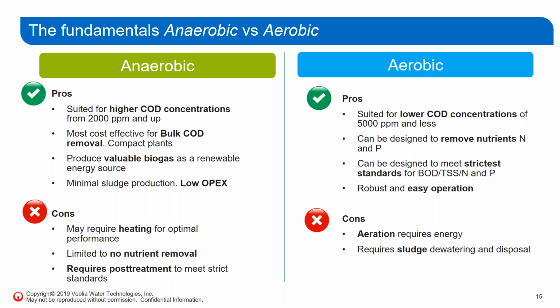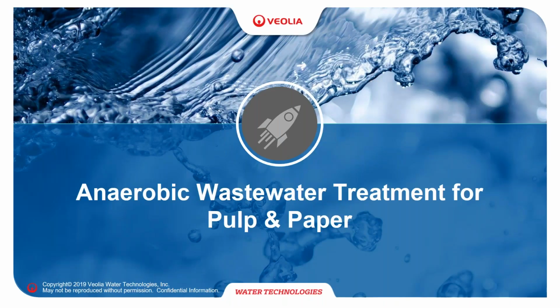Of course, aerobic needs energy for aeration. It will produce more sludge. So it really depends on the type of application where the selection for each technology is made, or sometimes a combination of technologies, depending on the scale and the size and the specificity of the project. So that's a bird's eye view on the two different technologies. Now I will zoom in a little bit on the anaerobic treatment of pulp and paper wastewater.